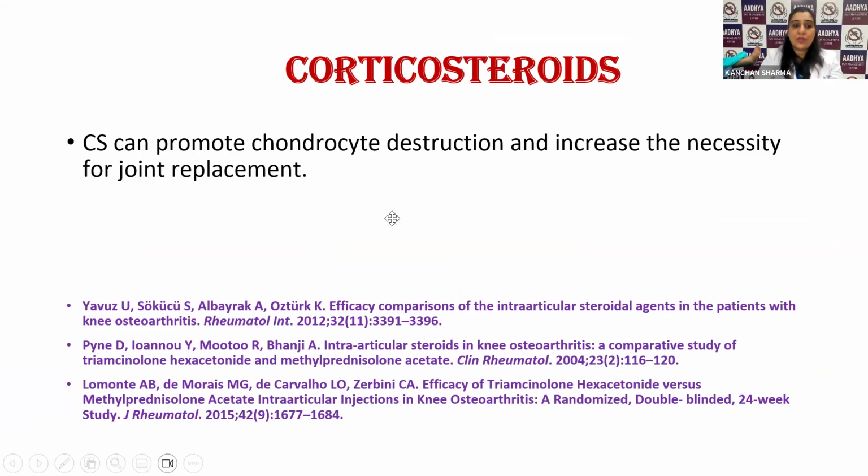Corticosteroids, recently you can read all these studies. They are against giving the steroid inside the joint, because this is going to cause destruction of the chondrocytes, right? Even in grade 1, grade 2 when you are giving it, it is basically shortening their time period to go for the TKR, right? It is going to cause destruction very badly. So don't inject steroid inside the joint.